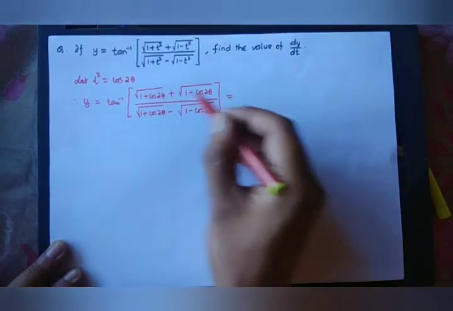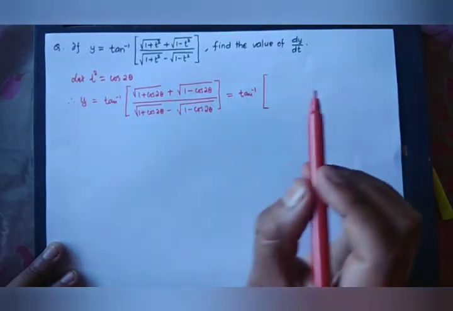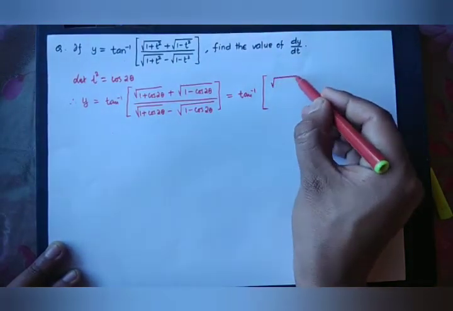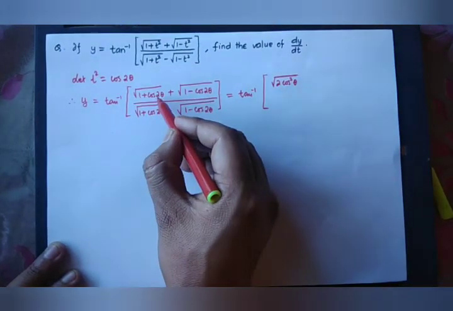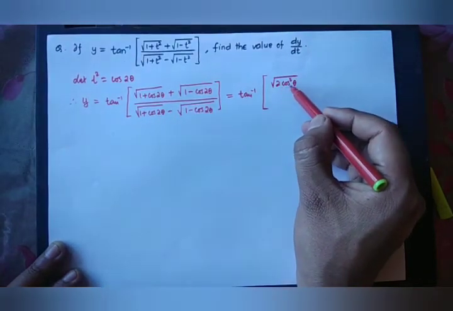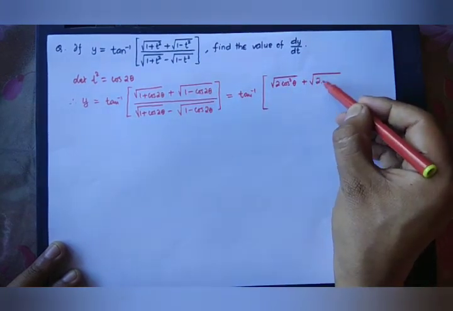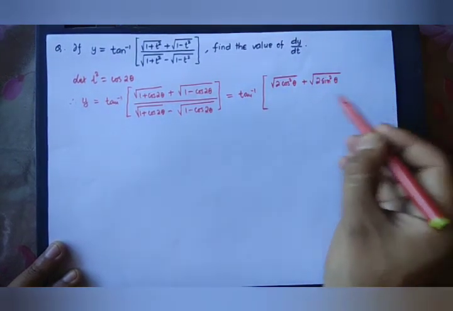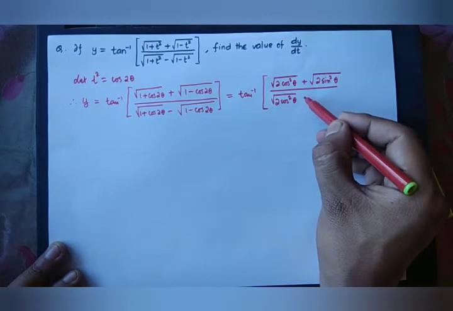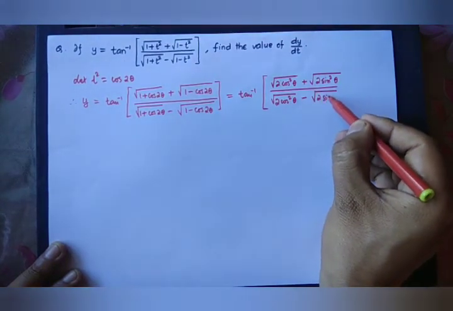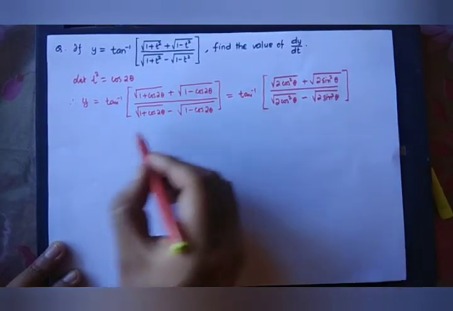So we have tan inverse. Okay, so we know that 1 plus cos 2 theta is 2 cos square theta, right? 1 plus cos 2 theta is 2 cos square theta, plus similarly 1 minus cos 2 theta is 2 sin square theta, right? So similarly we have 2 cos square theta minus square root of 2 sin square theta, right? Okay, so let us simplify this further.